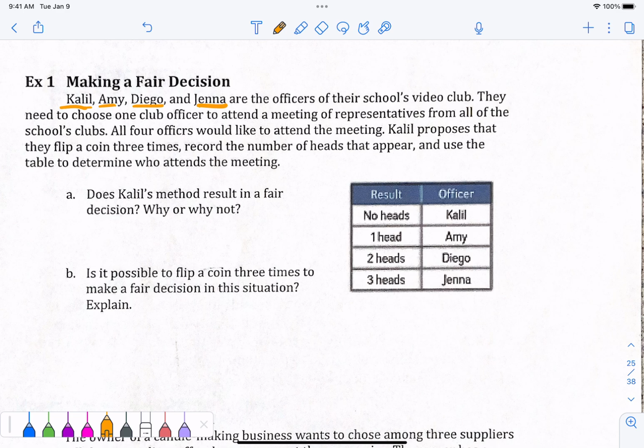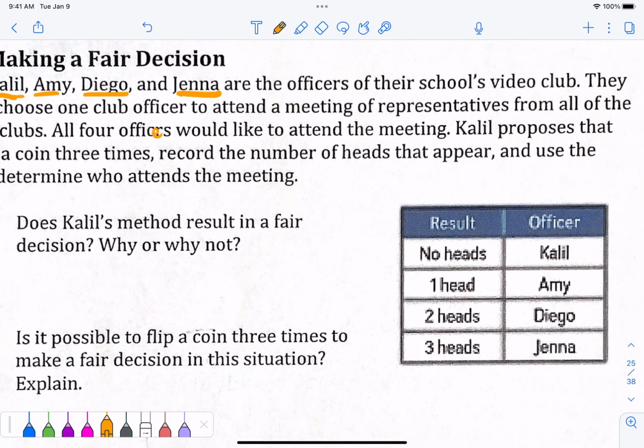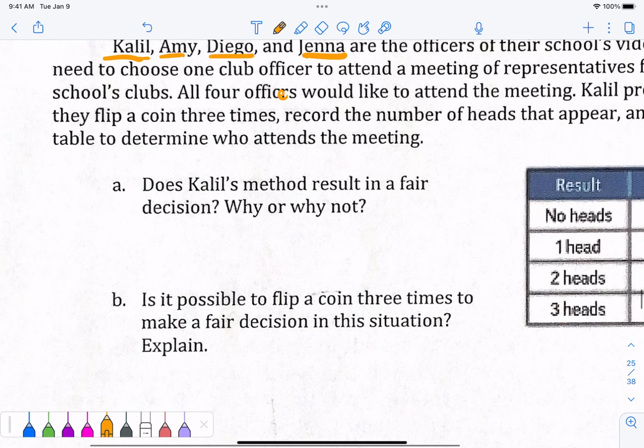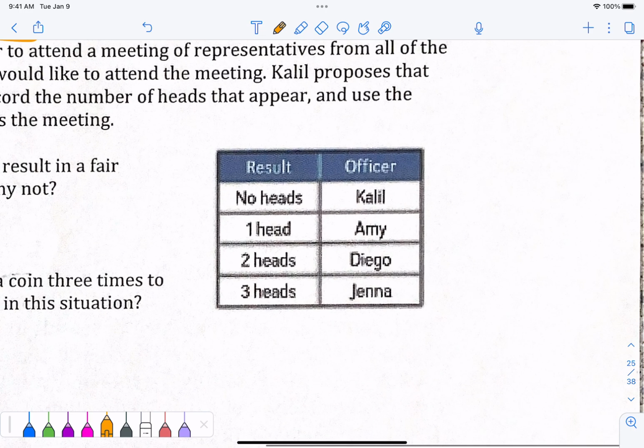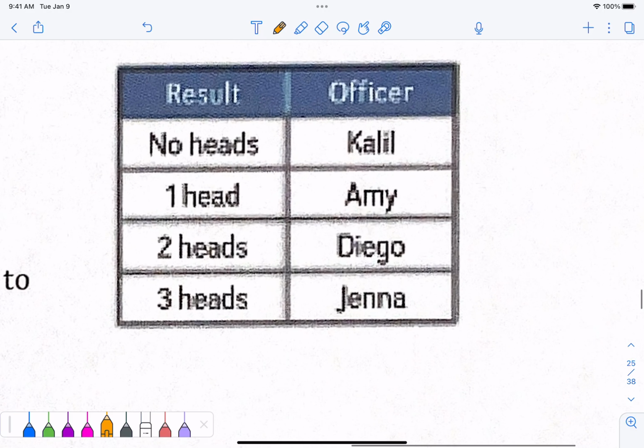All 4 officers would like to attend the meeting, but they propose that instead they flip a coin 3 times to decide who gets to go. So this is what they've decided. When we throw 3 coins in the air and they land, if all of them are tails, meaning no heads come up, then Khalil gets to go.